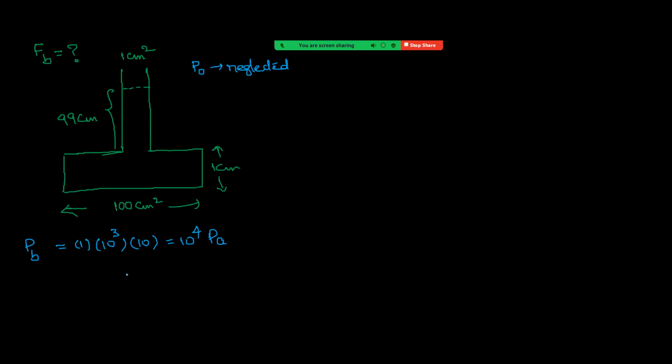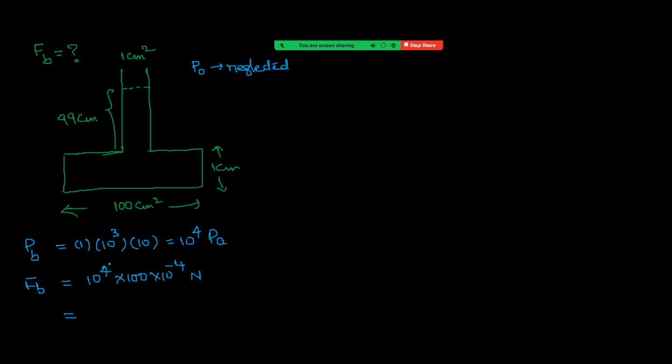Now coming to area. So area is known. So force on the base by the liquid is equal to 10 power 4, that is the pressure, times the area, which is 100 centimeter square. Convert into meter square. So into 10 power minus 4. Okay, 10 power minus 4 Newton.